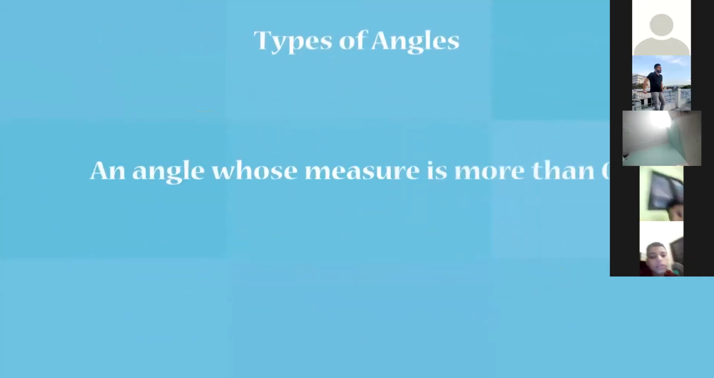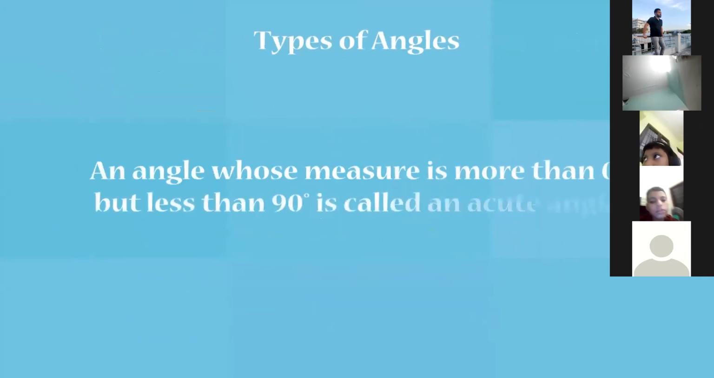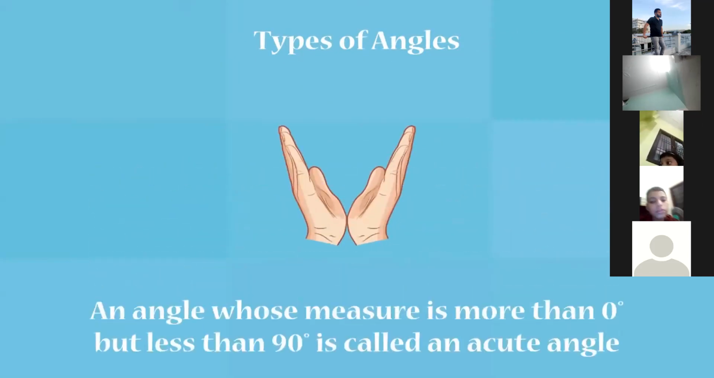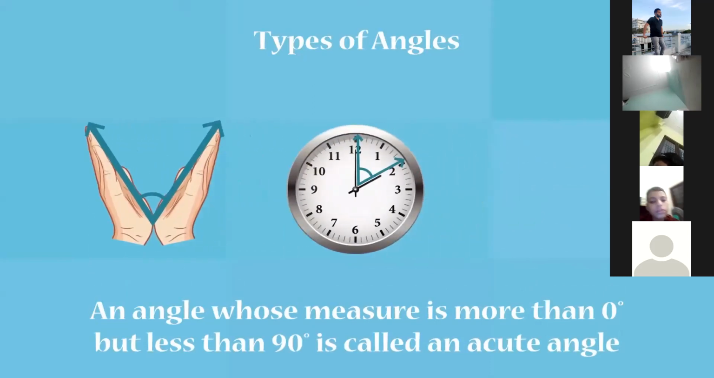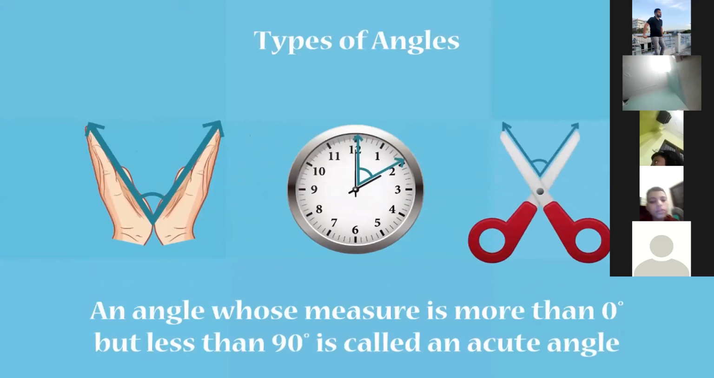An angle whose measure is more than 0 degree but less than 90 degree is called an acute angle. Try to form a small V using your palms. It will form an acute angle. The hands of the clock at 2 o'clock, blades of a scissor are all examples of acute angles.